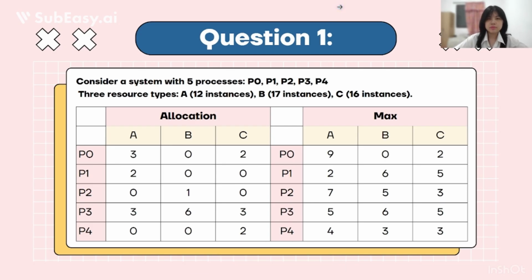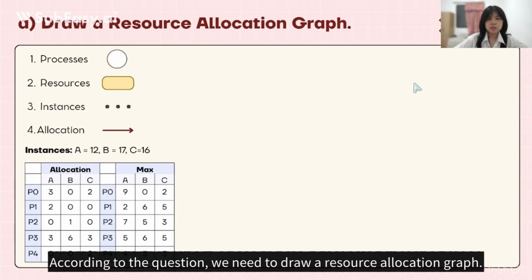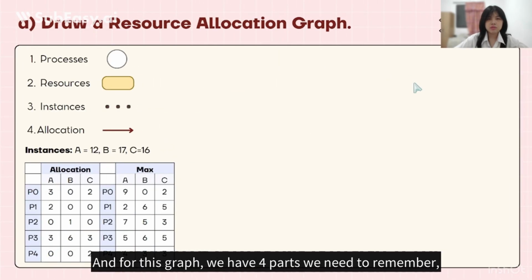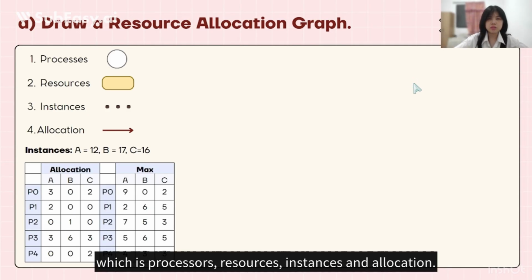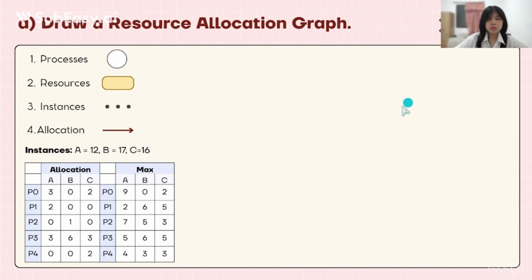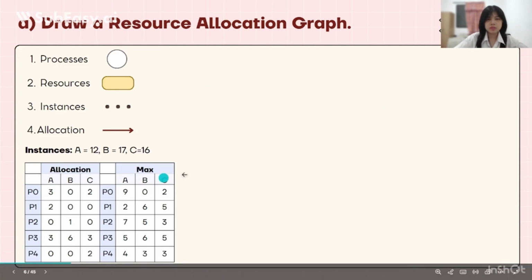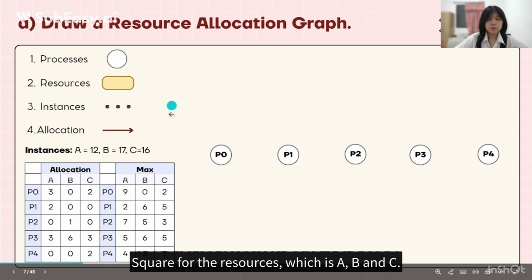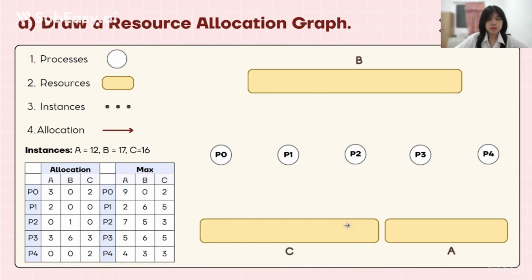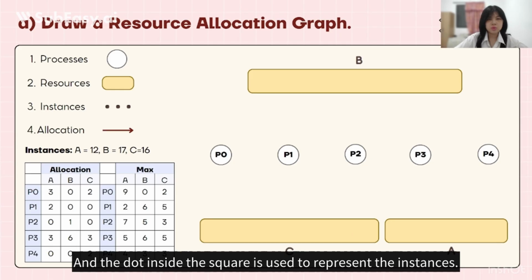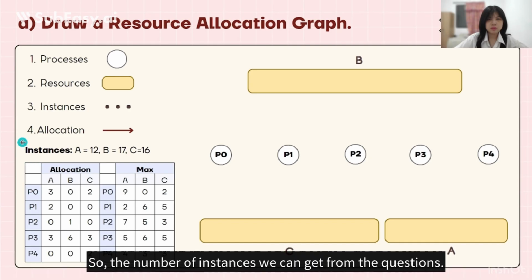Let's look at the question. According to the question, we need to draw a resource allocation graph. For this graph, we have 4 parts we need to remember: processes, resources, instances, and allocation. We use a circle to represent the processes, a square for the resources, which are A, B, and C, and the dots inside the square to represent the instances. The number of instances we can get from the question.